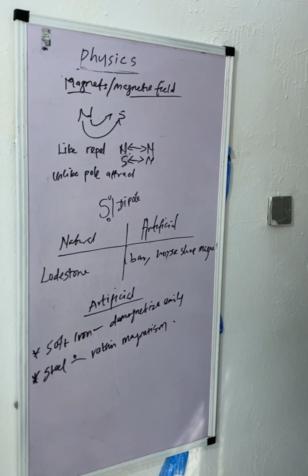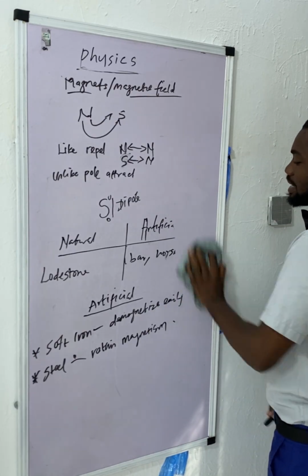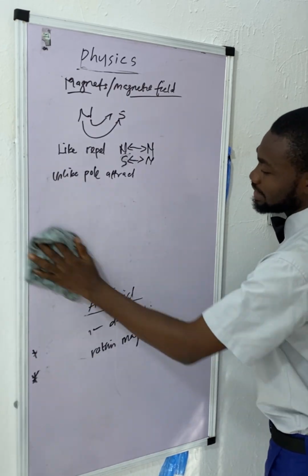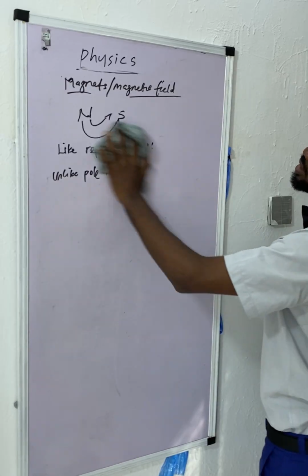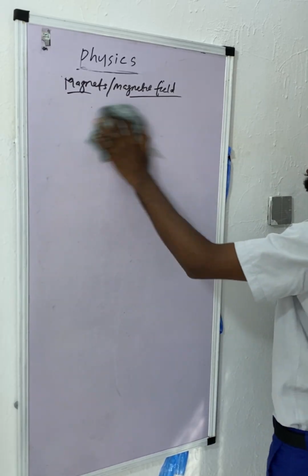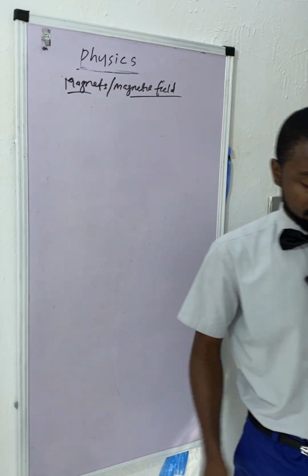Okay. Now let's look at magnetization and demagnetization. How do we create artificial magnets? How do we demagnetize? What we have magnetized, how do we demagnetize it? How do we break magnetism? How do we form it? So we are looking at making and breaking of magnetic field or magnetism.